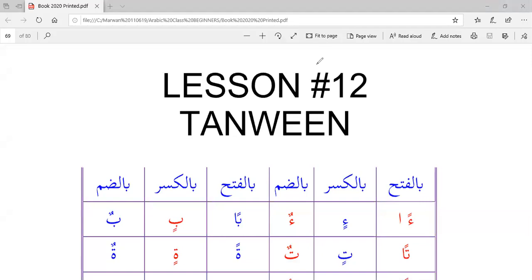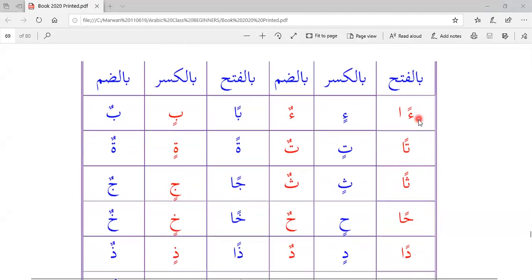The book talks about tanween bil fath, using the fatha, bil kasr, using the kasra, bil dam, using the damma. I'm going to read right to left. As you can see in this example, they did put an alif after the hamza, but sometimes there are examples where the hamza comes without this alif, only with the two fathas. It's also possible to see it like that.